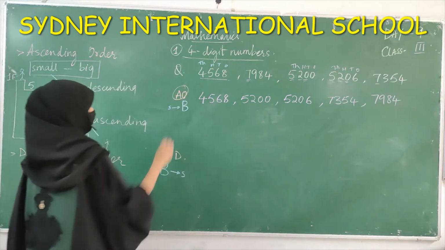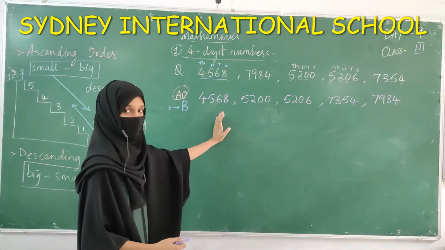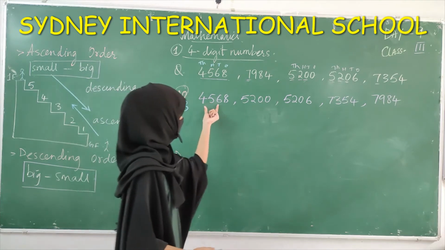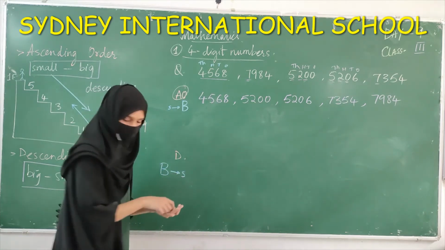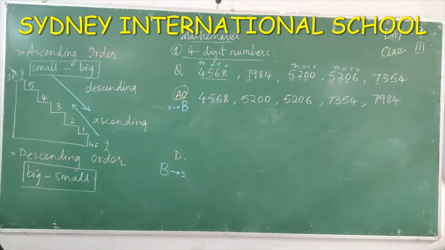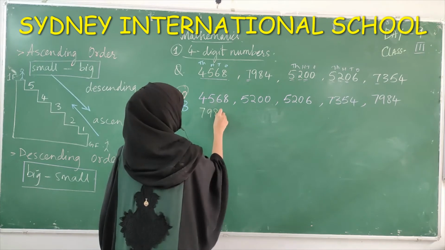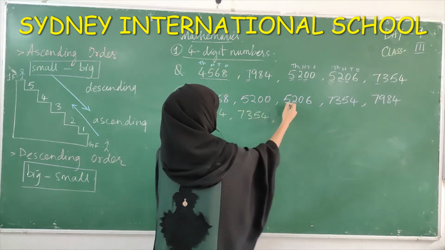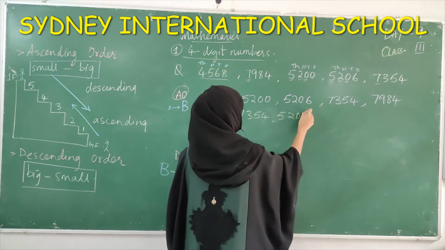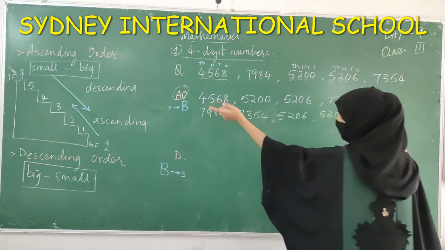AO, ascending order. Okay. Now for descending order, for this same question, we already arranged these numbers from small to big. Descending will be big to small. Same numbers we will write in opposite form. Biggest number, then next biggest, then next biggest, then next biggest, smallest.